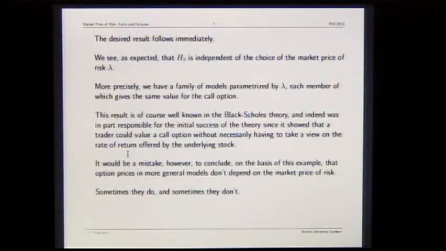Now, it would be a mistake to conclude on the basis of the Black-Scholes example that option prices in more general models don't depend on the market price of risk. If you take such a family of models, sometimes they do and sometimes they don't.